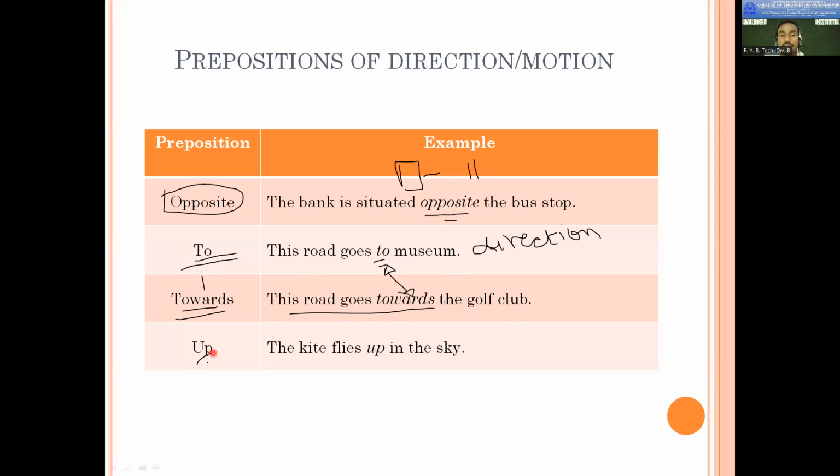Then next, up, that is again for direction. We all know up shows upward direction. The kite flies up in the sky. Okay, so kite flies up in the sky. So up is a preposition which is showing upward direction.